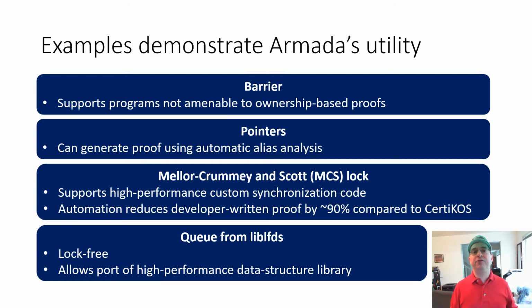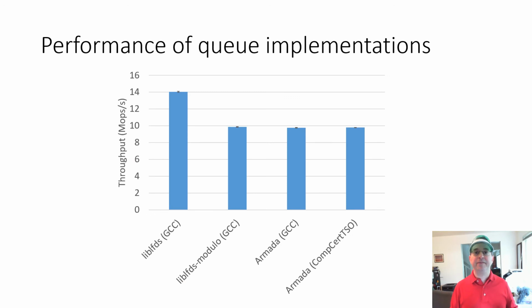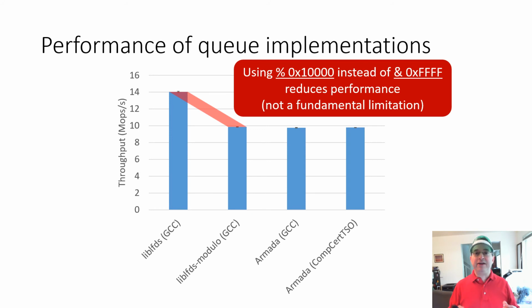And let me show you some performance from that. On the y-axis is millions of operations per second using a benchmark built into the library. On the left is the built-in queue. The first thing we did was port it to be a little bit simpler, to not use a bit mask operation and instead to use a modular operation. This isn't a fundamental limitation of Armada. We just wanted to focus on the key contributions of Armada, which were about concurrency and weak memory models.